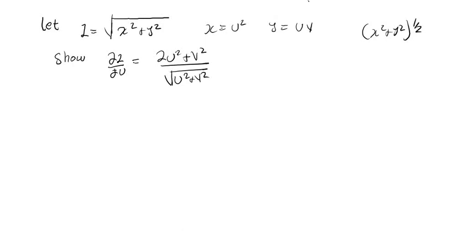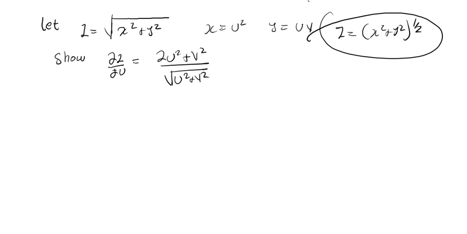Okay, so you're going to look at a question on partial derivatives. Let z be equal to the square root of x squared plus y squared, then x equals u squared, y equals uv. Okay, of which my z I can also write in this form. Now we have to show that the partial of z with respect to u is equal to 2u squared plus v squared divided by the square root of u squared plus v squared.